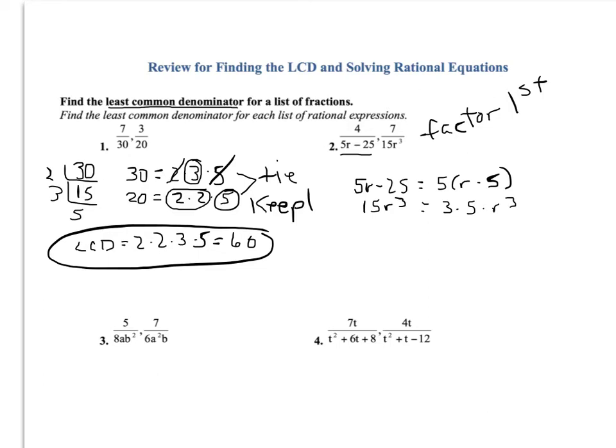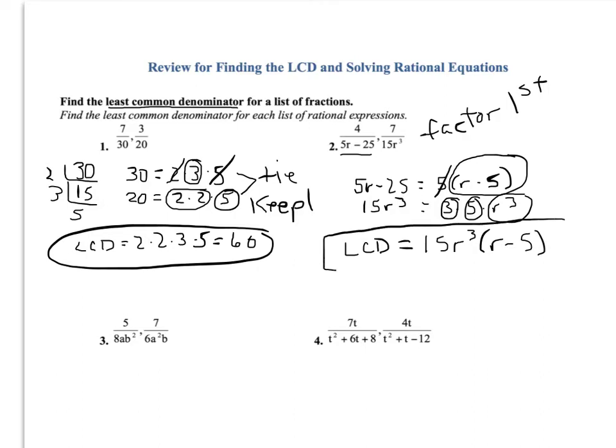Same principle as before. I have to use one of every different factor that occurs. So when I'm looking for the LCD, I know I have to keep this 3. I have 5's in both places, so I'll keep one, get rid of the other. Notice I have r to the third on the bottom. I do not have any plain r's on the top. The only place where I see an r is in the parentheses for the binomial. So I have to keep the r to the third and I have to keep the binomial. That would tell me that my LCD, when I multiply these back together, would be 15 r to the third times r minus 5 in parentheses.